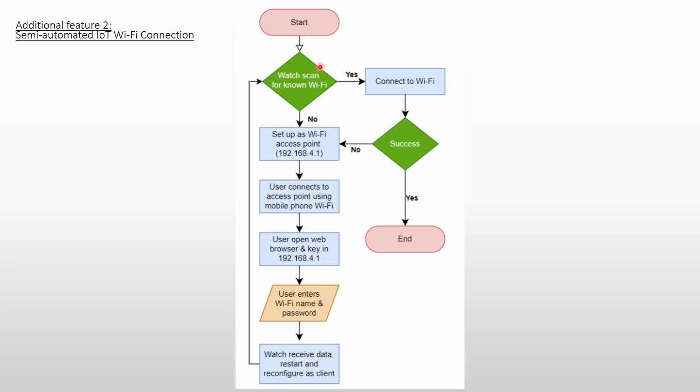And the flowchart will go back to here. The F5 Plus will scan for known Wi-Fi. If the user input SSID and password are correct, it will connect to the Wi-Fi successfully.